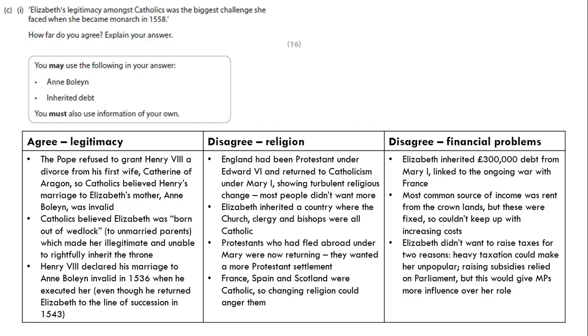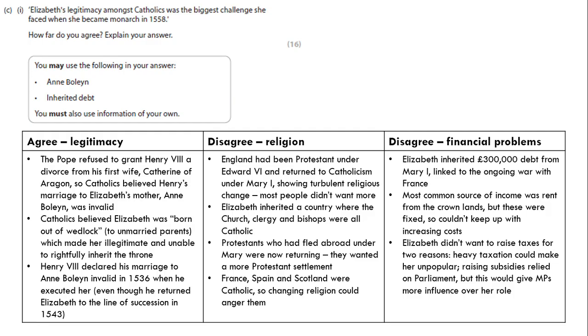The Pope refused to grant Henry VIII a divorce from his first wife, Catherine of Aragon. So Catholics believed Henry's marriage to Elizabeth's mother, Anne Boleyn, was invalid. Catholics therefore believed Elizabeth was born out of wedlock to unmarried parents, and that made her illegitimate and unable to rightfully inherit the throne. Then Henry VIII declared his marriage to Anne Boleyn invalid in 1536 when he executed her, and that meant if Henry VIII didn't recognise the marriage, then he didn't recognise Elizabeth as a legitimate monarch either. And although Henry did return Elizabeth to the line of succession in 1543, the damage was already done. So that's what I put in my agree paragraph.